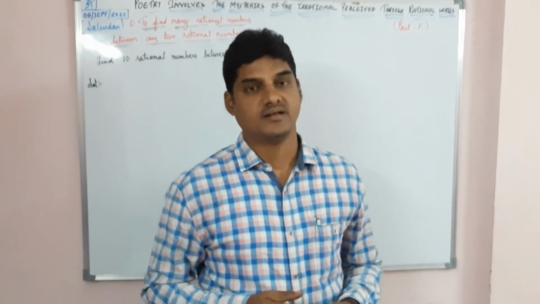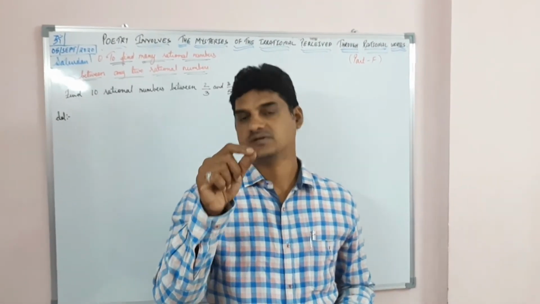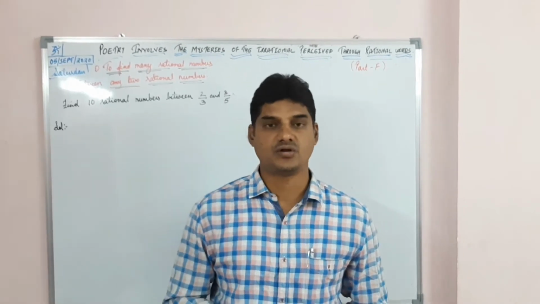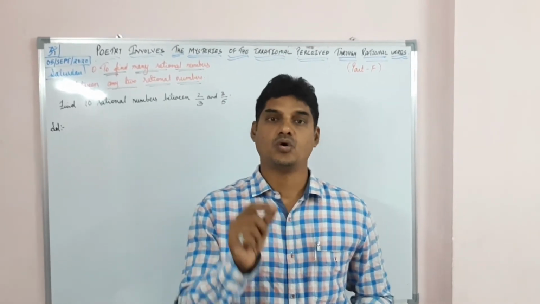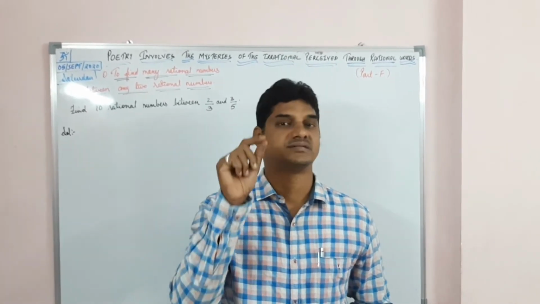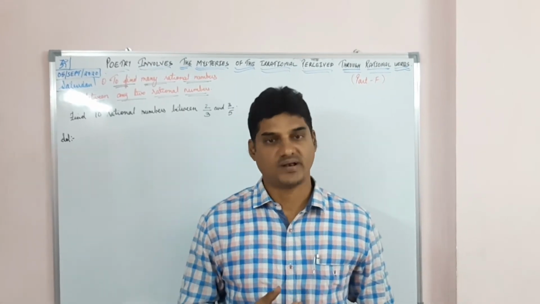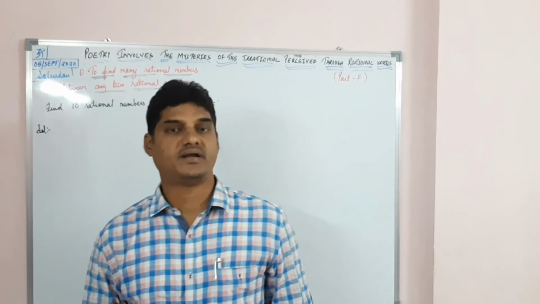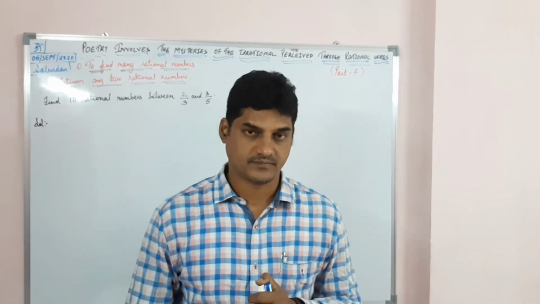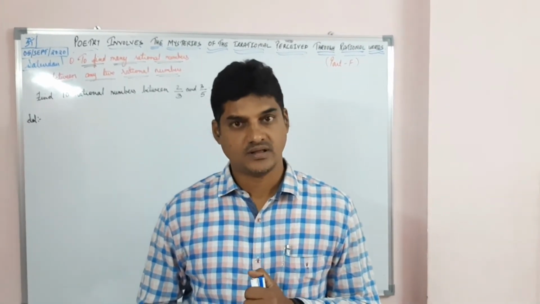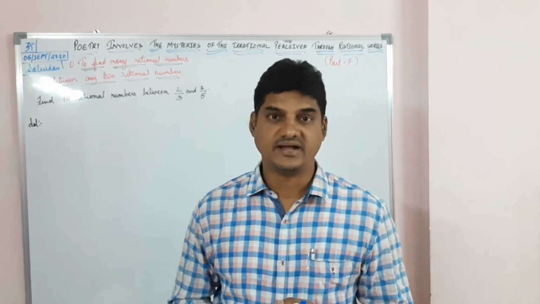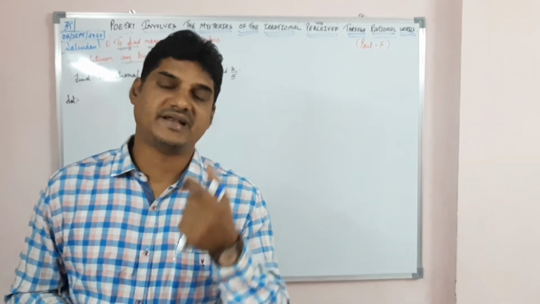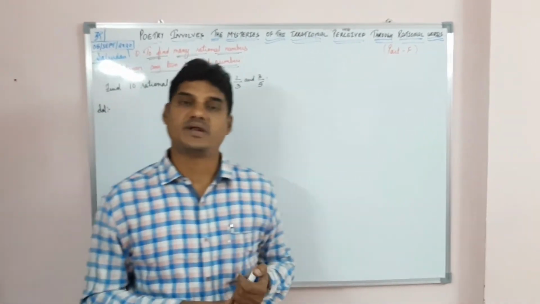Point number 1, whichever rational numbers are given to you, you need to make the denominators same. Point number 1. What is that? You need to make the denominators same. Am I clear? After that, see how much is the difference between the numerators.